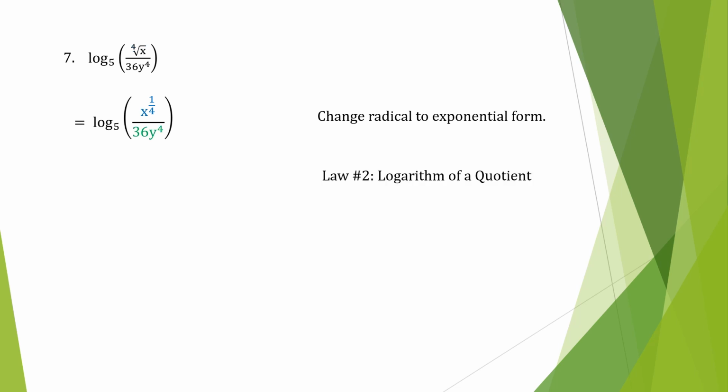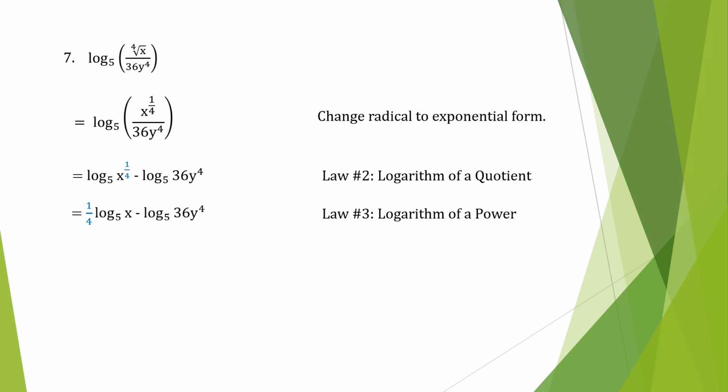Next, apply law number 2, logarithm of a quotient. So we have logarithm base 5 of x raised to 1/4 minus logarithm base 5 of 36y to the fourth power. Apply law number 3, or the logarithm of a power: 1/4 logarithm base 5 of x minus logarithm base 5 of 36y to the fourth power.